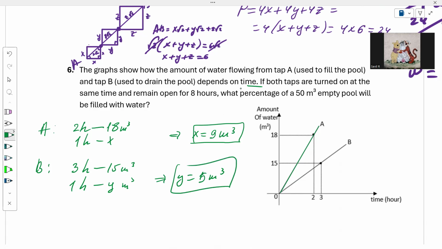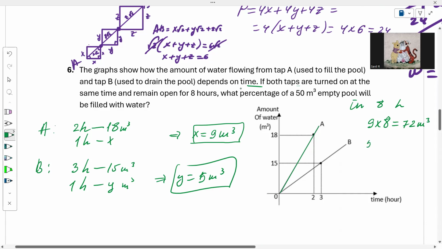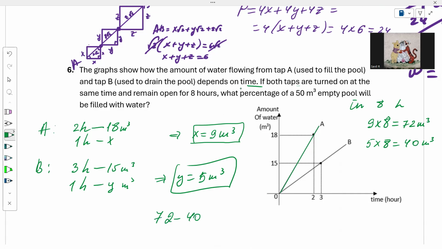You did something. And then if both taps are turned on at the same time and remain open for 8 hours, in 8 hours, guys, what happens? 9 times 8. A fills 72 cube meter, and B drains 5 times 8 equals 40 meter cube, right? So if they work together, 72 subtract 40, because 40 is the drain, B drains, equals 32 meter cube if they both work together in 8 hours.